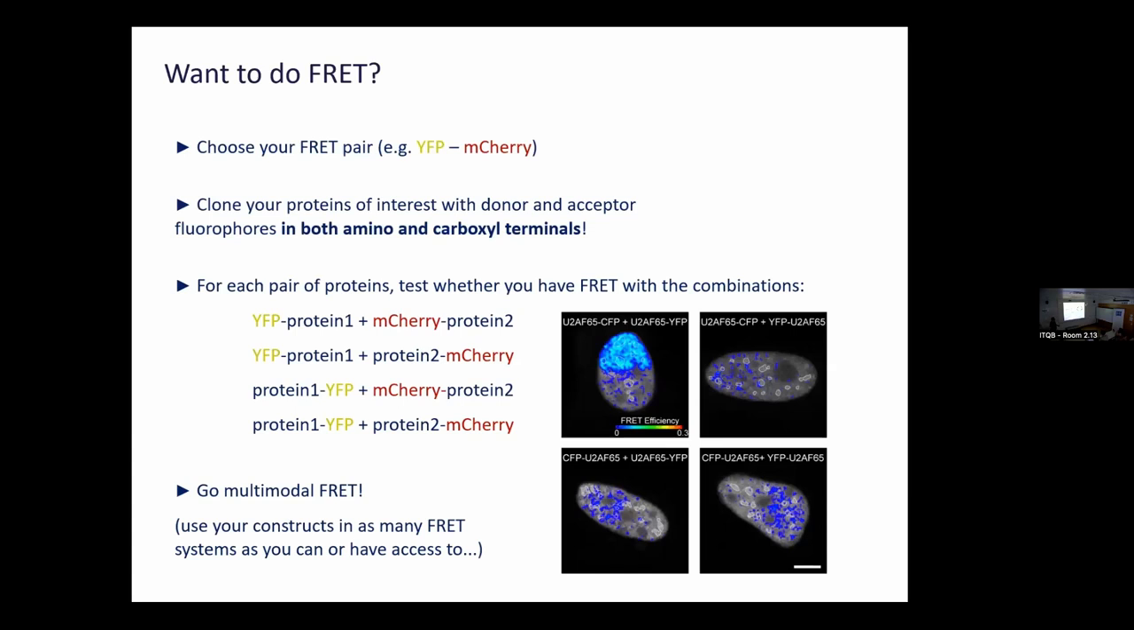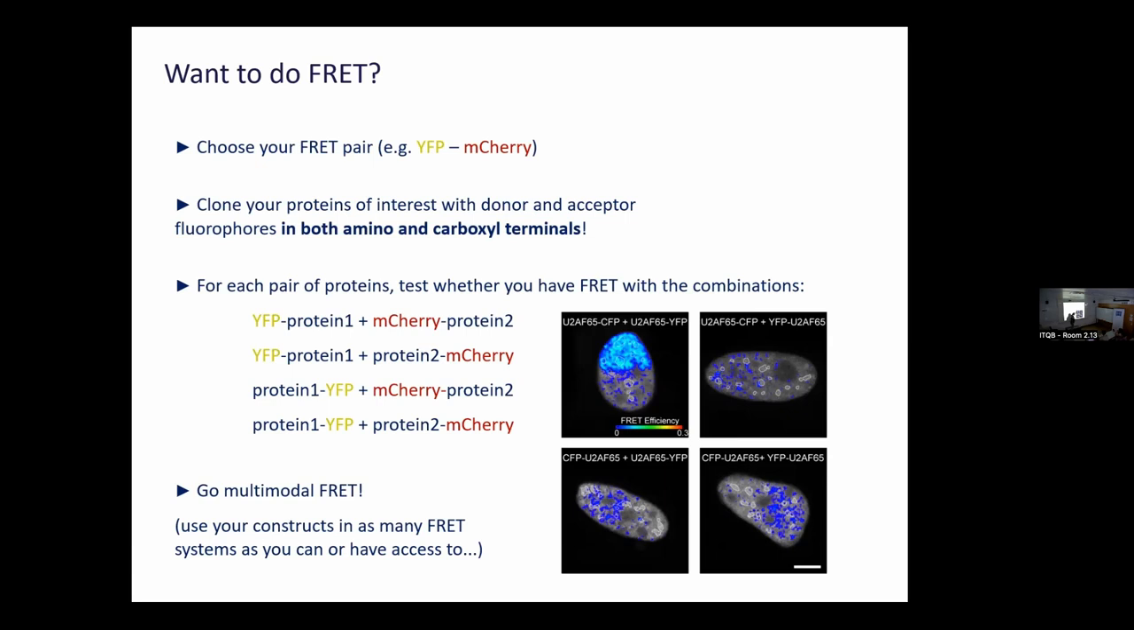Okay, we're almost done. I'm just going to leave you with some advice. If you want to do FRET, and you have a FRET pair and you check FPbase and they overlap, tremendous signal, unless you're really lucky, you should take the time or the effort to label your proteins of interest both in the C-terminus and in the N-terminus. And I'm showing you here the reason why this must happen.